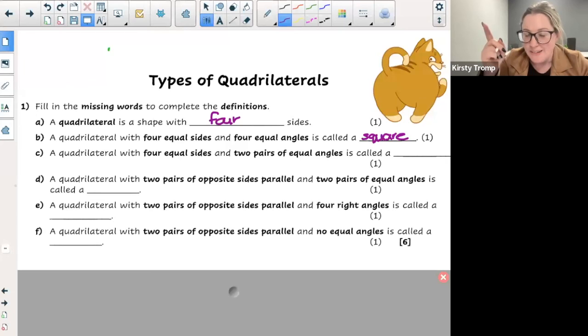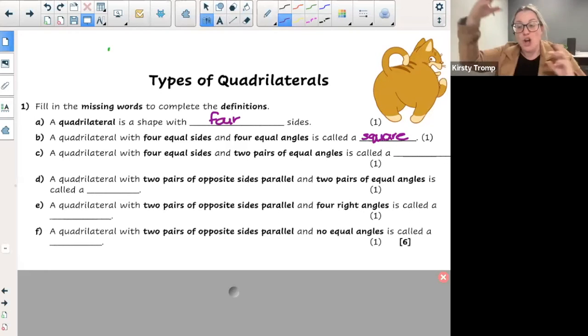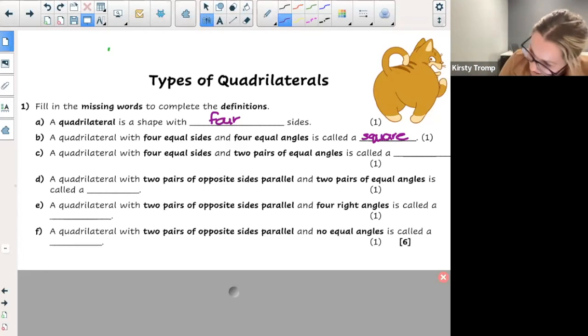What's the one that's bullied? Not the trapezium. It's the other one. Which one's the bullied square? What's that one called? A rhombus. Yes, well done, Lungawa. It's got 4 equal sides and 2 pairs of equal angles, because the opposite angles are equal. So C is a rhombus. Well done, Lungawa. Thank you.